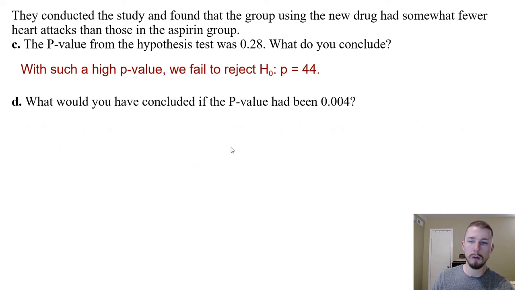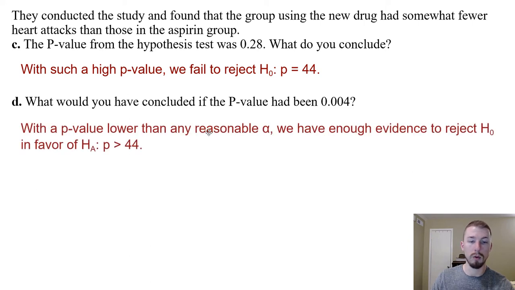What would you have concluded if the p-value was, okay, so if the p-value is less than 1%, then that's going to be more significant than any reasonable alpha. So that would be very, very rare, and we'd be able to reject the null hypothesis in favor of the alternative. So with a p-value lower than any reasonable alpha level, even 1%, which is like the strictest alpha we usually would use, then we have enough evidence to reject the null hypothesis in favor of the alternative that the true proportion is actually higher than 44%.